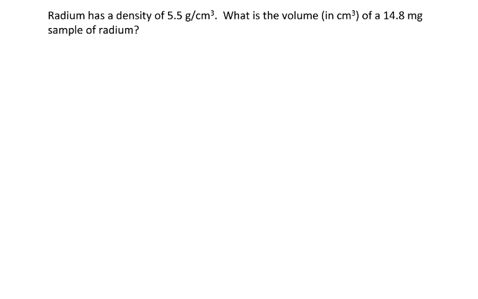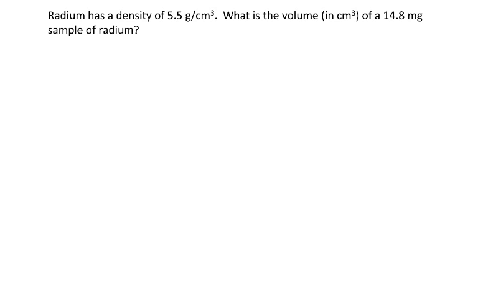In this video, we're going to look at a couple examples of calculating density. Now, these problems aren't too bad, but you have to be careful with your algebra, and you also need to be aware of the units. So, in this first problem, we're told that the density of radium is 5.5 grams per centimeter cubed, and we're asked to calculate the volume of a 14.8 milligram sample of radium.